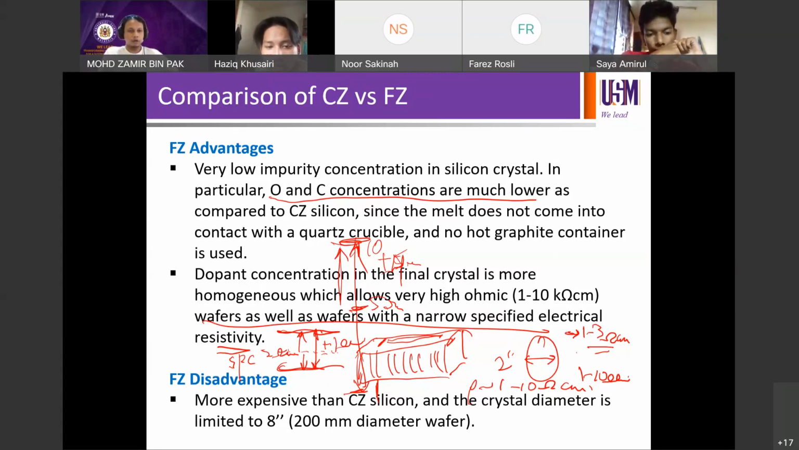Right? So FZ disadvantage, more expensive than CZ, and the crystal diameter is limited to 8 inch, 200 mm. I'm not sure about the current capabilities of FZ. Perhaps we have got a bigger diameter system for the recent FZ process.